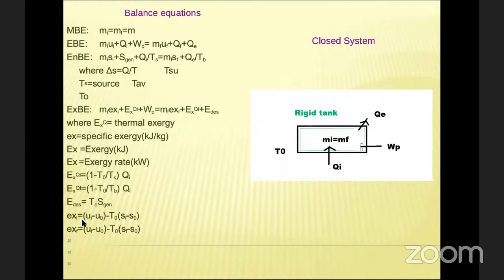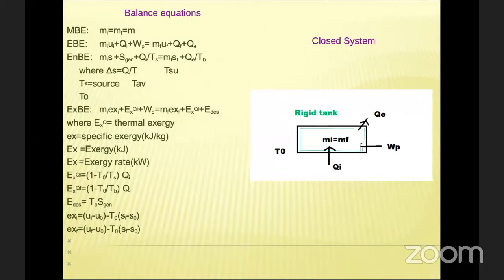Since it is a closed system, we are not using the enthalpy terms. Listen very carefully. Enthalpy is the term associated with only the flow, that is, open systems. We are solving the equation with only the internal energy because it is a closed system. So what is this specific exergy at inlet?